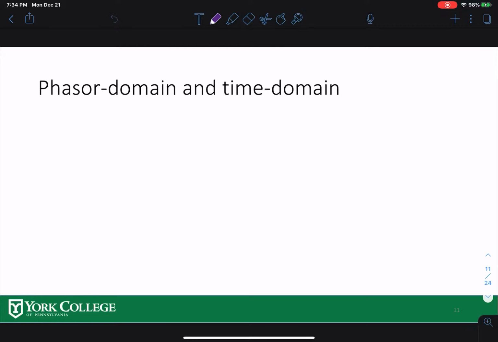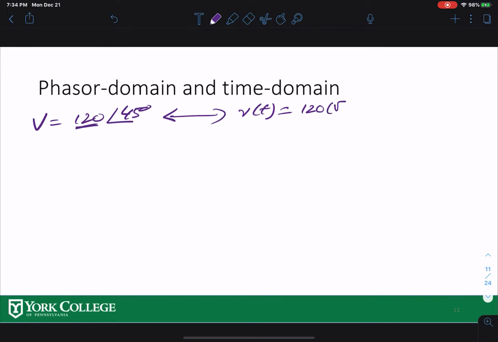As we were finishing part 1, we did not quite get to the phasor domain and time domain. So let's express this one more time here. If a phasor domain value, let's say, is V equals 120 at 45 degrees, and I want to go to the time domain, v(t), I have to multiply this by square root of 2, then cosine omega t plus 45 degrees.